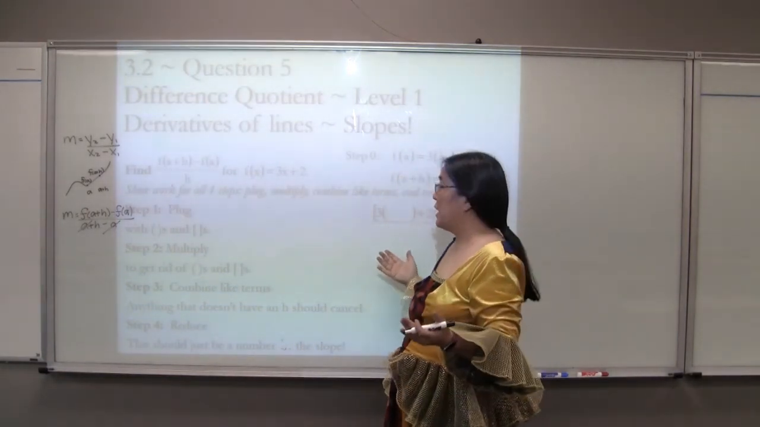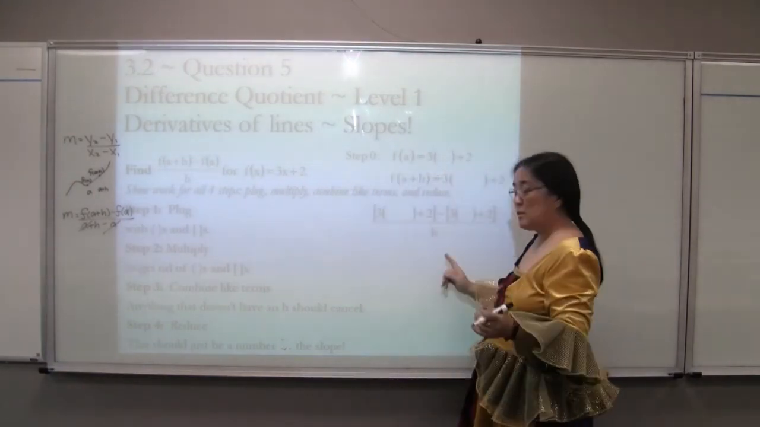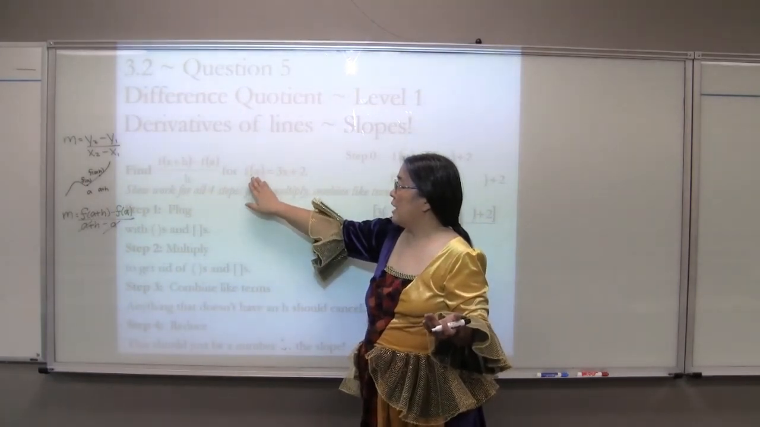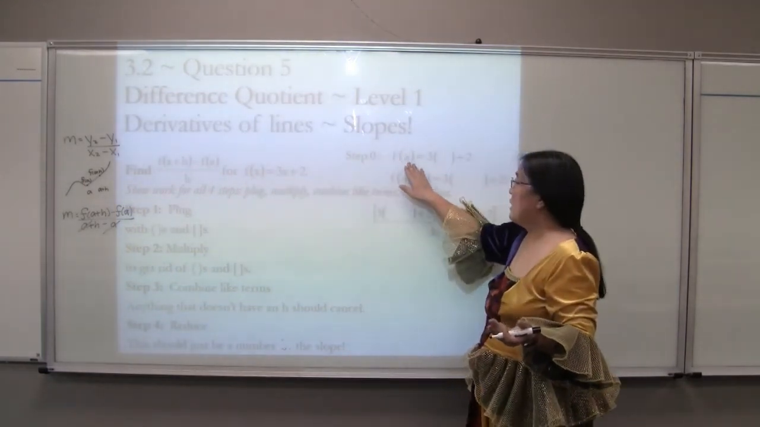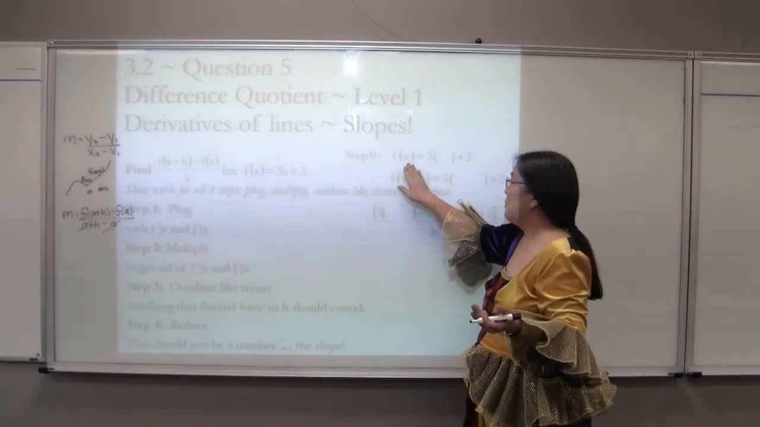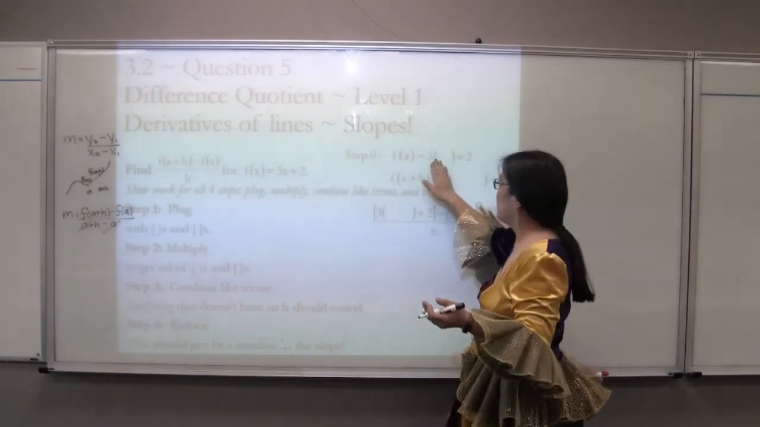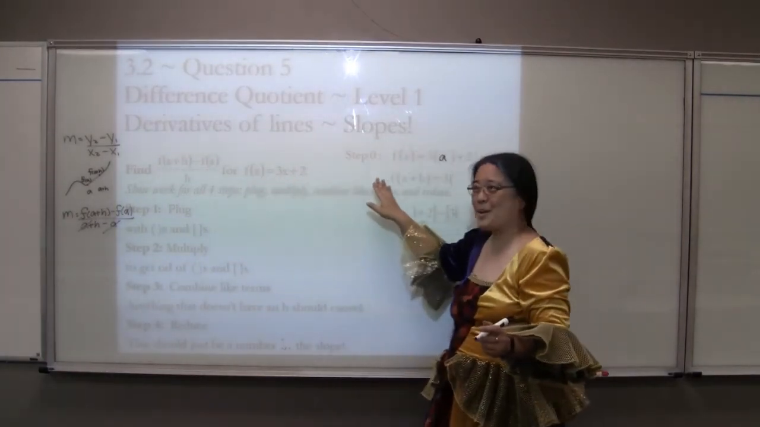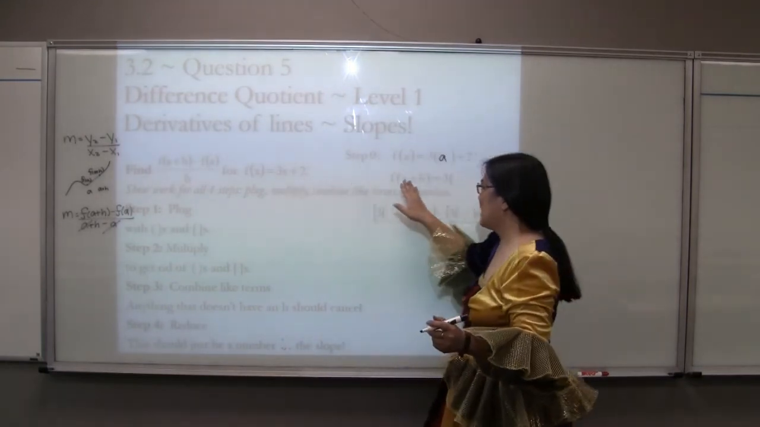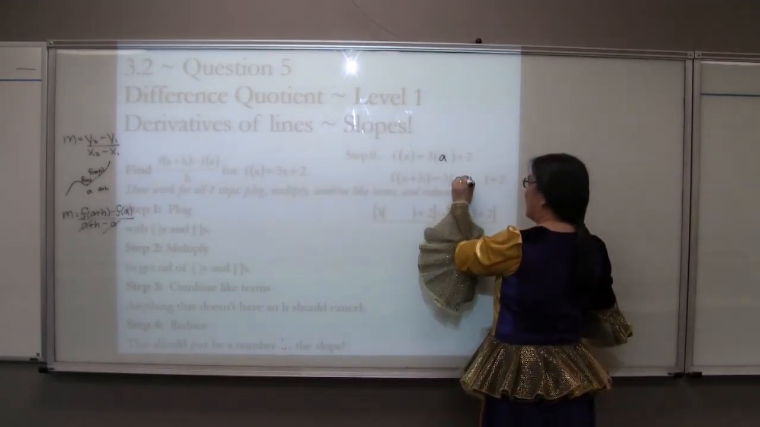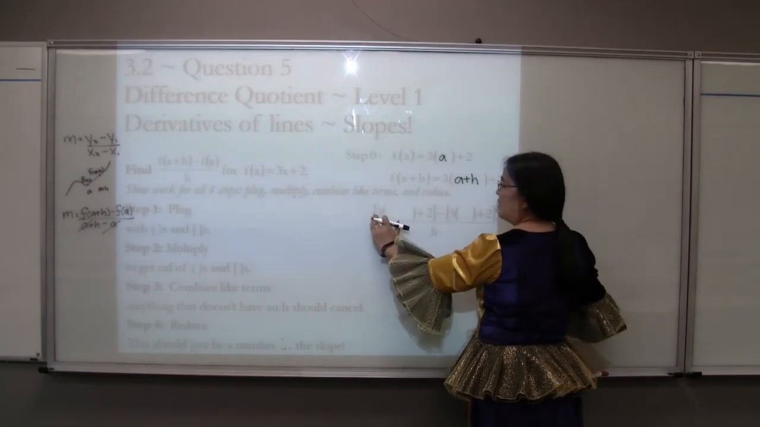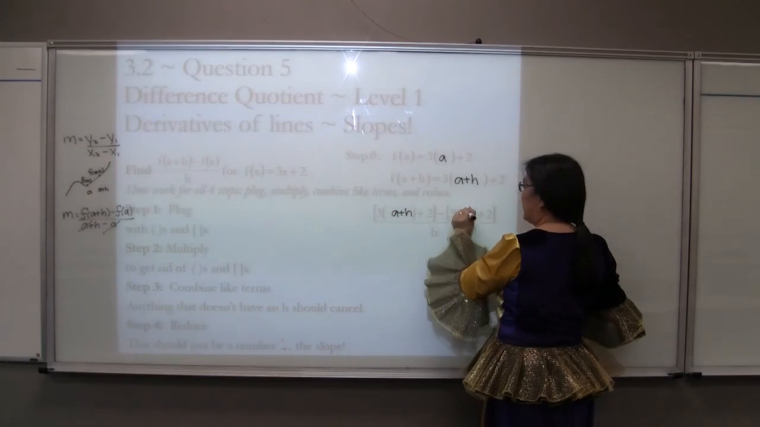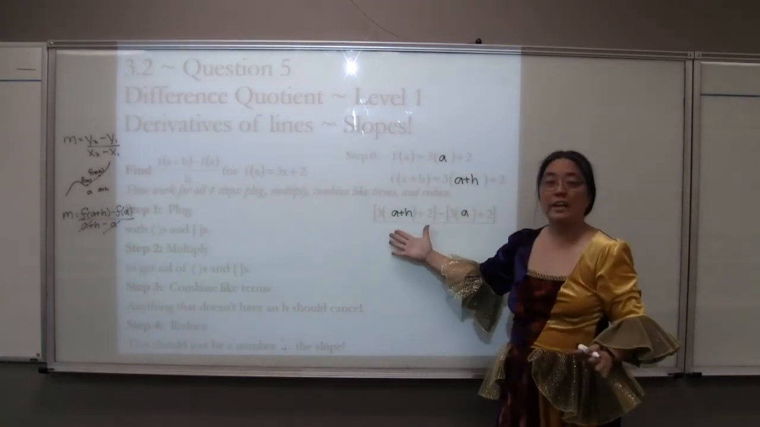This is the equation of a line. Step 0 is often a useful thing, since we just learned about function notation. f of x is 3x plus 2, so f of a, all the x's became a's. So this x becomes an a. f of a plus h, all the x's become a plus h. So this x becomes a plus h. And then the formula says f of a plus h minus f of a all over h. Hey, I have plugged it in.